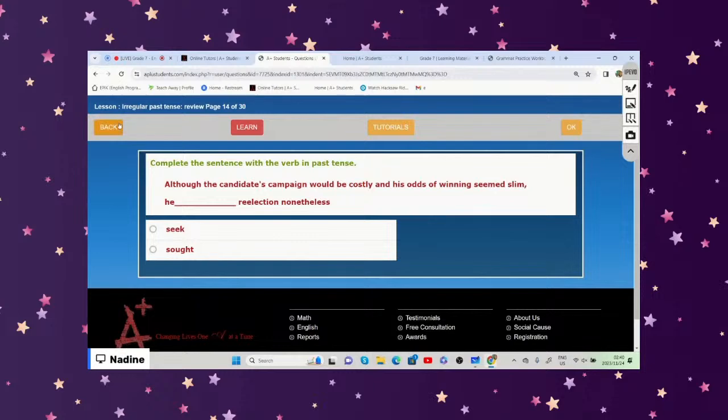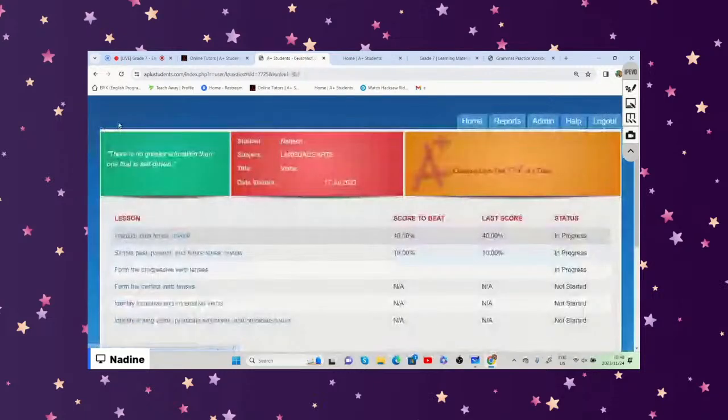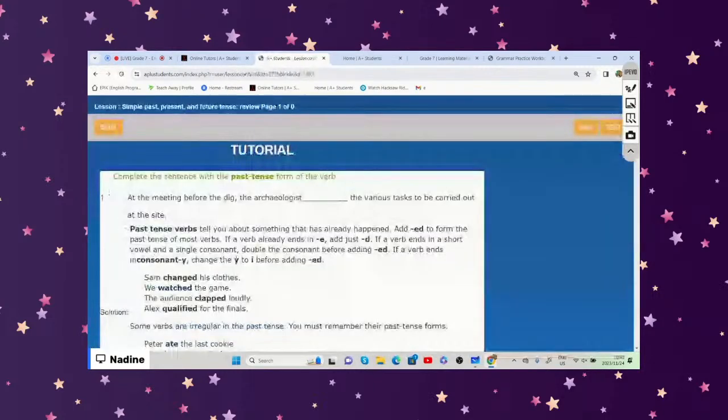All right, so let's go to simple present and future tense, right? So we get simple past, present and future tense. It says past tense verbs will tell you about something that has already happened, right? And we usually add an ed, that is if we have regular verbs, to form a past tense form of the verb.